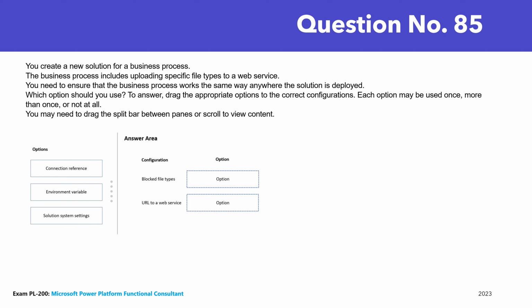You create a new solution for a business process. The business process includes uploading specific file types to a web service. You need to ensure that the business process works the same way anywhere the solution is deployed. Which option should you use? To answer, drag the appropriate options to the correct configurations. Each option may be used once, more than once, or not at all. You may need to drag the split bar between panes or scroll to view content.